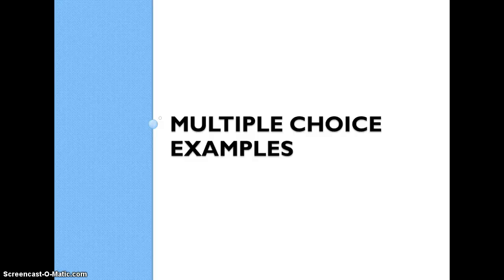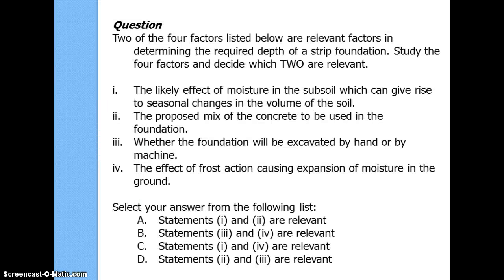I've been showing you examples of multiple choice questions throughout the module, but just to remind you of this style of question, let's have a look at a few simple examples. Here's a question which relates to the required depth of a strip foundation. You're presented with 4 factors and you have to decide which 2 of those factors are relevant in determining the required depth. So number 1, the likely effect of moisture in the subsoil.